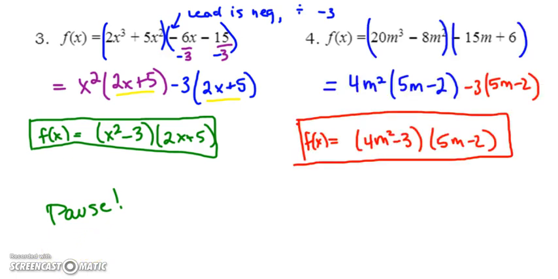All right, here's your answer to number 4. I would check your factors and your final answer to see if it matches with mine. You should have gotten 4m squared minus 3 and 5m minus 2. Now, stay tuned if you want to hear the next answer, or pause if you want to wait and try it on your own.